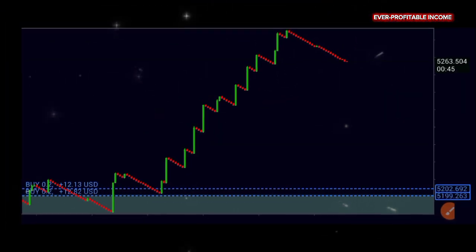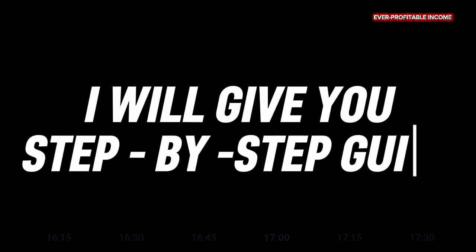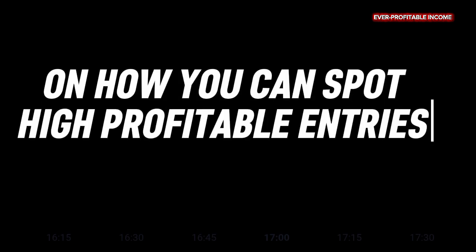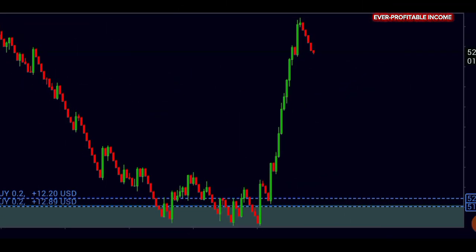If you always miss Boom spikes, this one simple chart pattern can completely change your entries. Today, I'll give a step-by-step guide of how you, as a total beginner, can take high profitable entries like this. Now, most beginners lose because they enter Boom randomly. They see just one candle move up and immediately jump into a trade, only for price to start reversing against them.